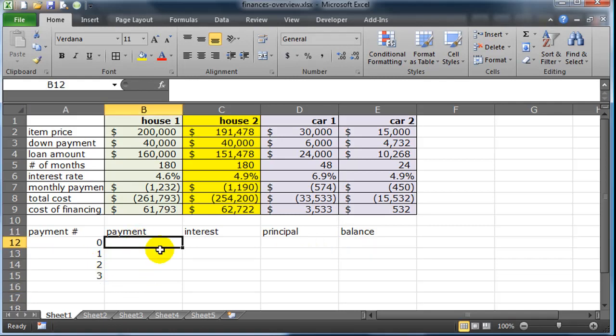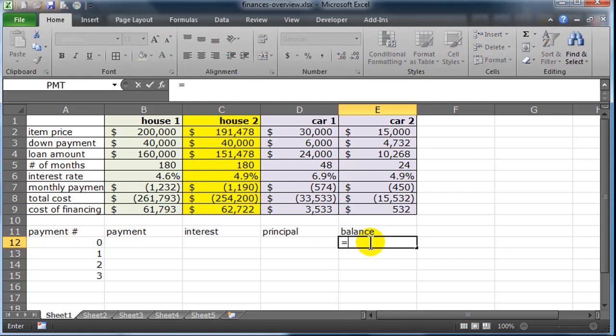Now my payment, I'm not going to factor that in for payment 0. I'm just going to go ahead and plug in my original balance. My balance, by the way, is my loan amount. In this case, if I focus on house 2, it's going to be $151,478. I don't want to type that in by hand though. So I'm just going to put equals and then the cell that contains my original balance.